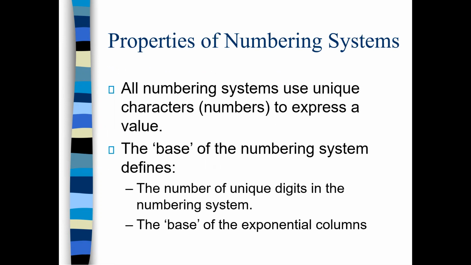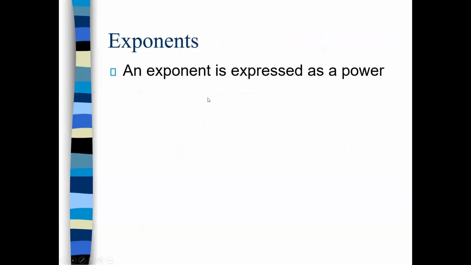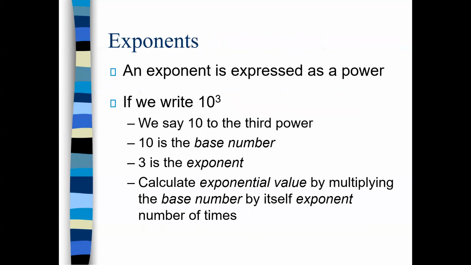So, 3rd grade math. When we use numbering systems, all numbering systems use unique characters or numbers to express a value, and the base of the numbering system defines how many digits we have in the numbering system and the base of our columns. Side note, an exponent is expressed as a power. So if we say 10 superscript 3, all of you that are in college algebra and all of those really advanced classes can laugh. That's all right. This is getting to the basics.